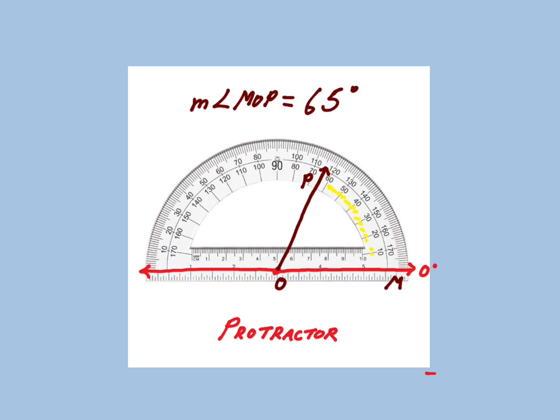Now, if we have an angle that is, for example, off to the side here, an angle that looked like this, then we need to turn our protractor so 0 degrees is on either side, whether it's this one or this one. And the vertex of the protractor, that point where point O is, needs to be on the vertex of the angle. So more about that soon. You'll be measuring some angles.